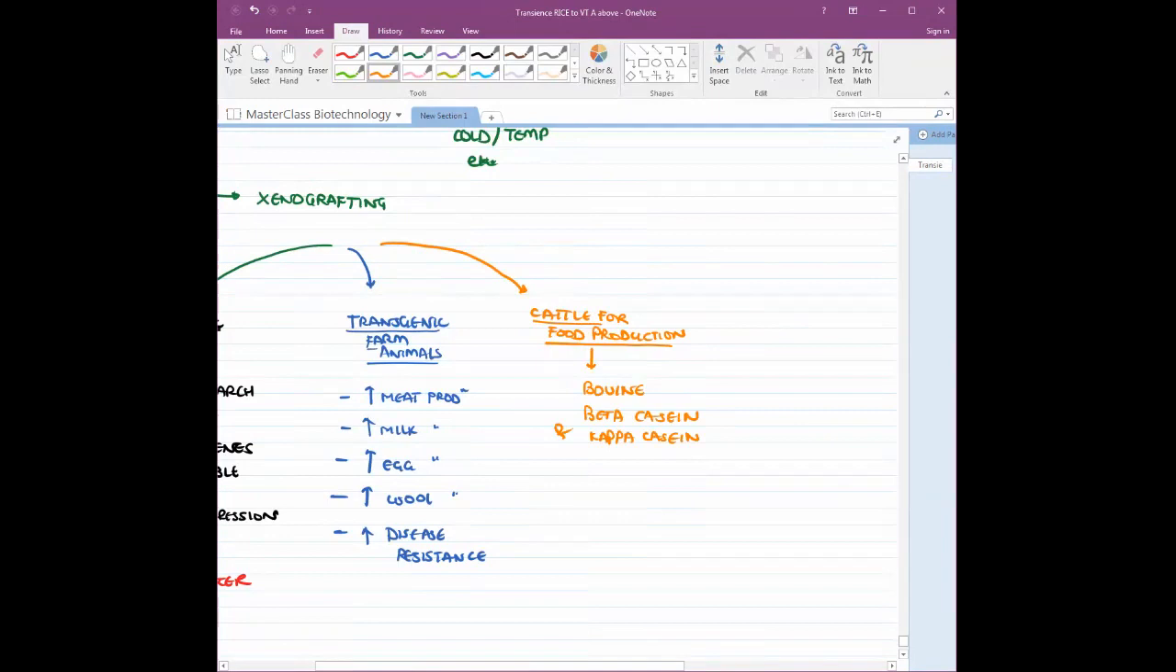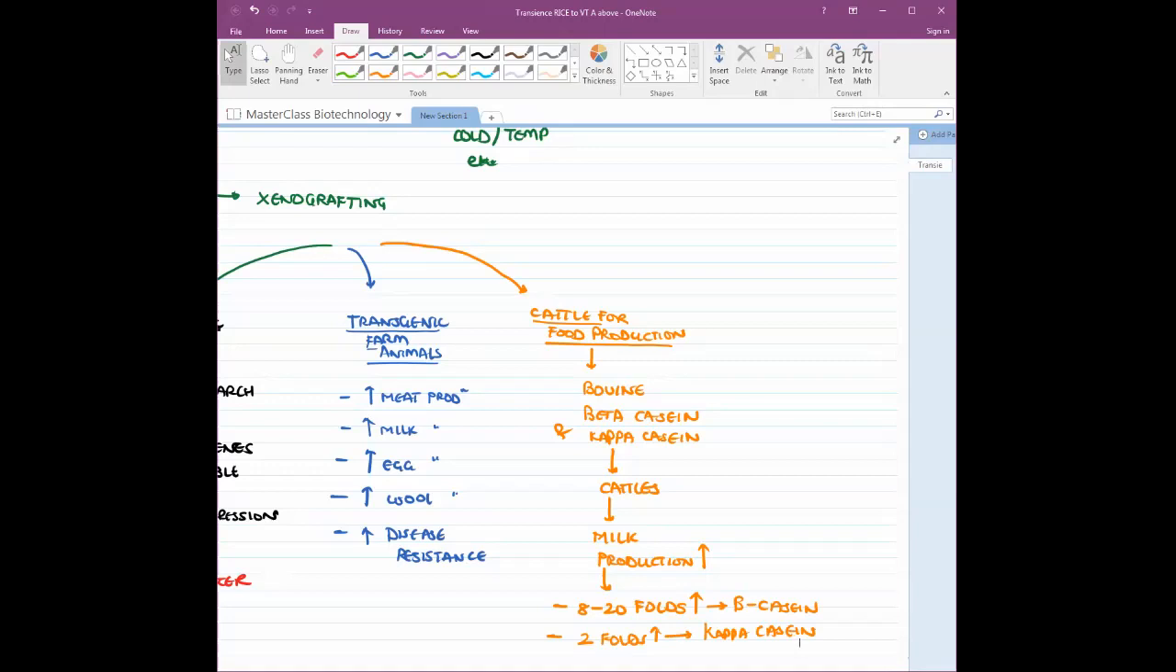Now, when we take these genes and we insert them into your cattle, guys, immediately you are going to see that the milk production increases tremendously. You are going to see, when we do this, an 8 to 20 fold increase in beta casein in the milk. And if you look at kappa casein, around a 2 fold increase in kappa casein. This is what is going to happen, guys. So that is why we are going to use cattle for food production.